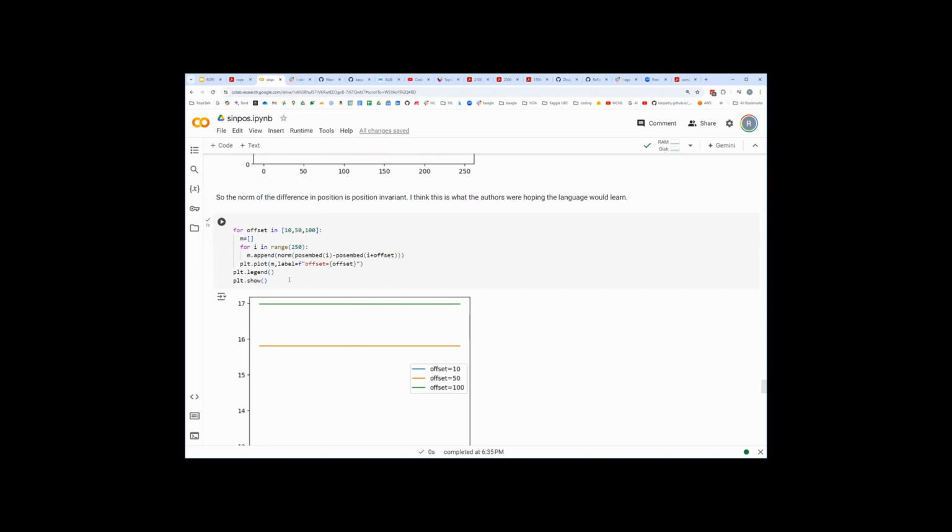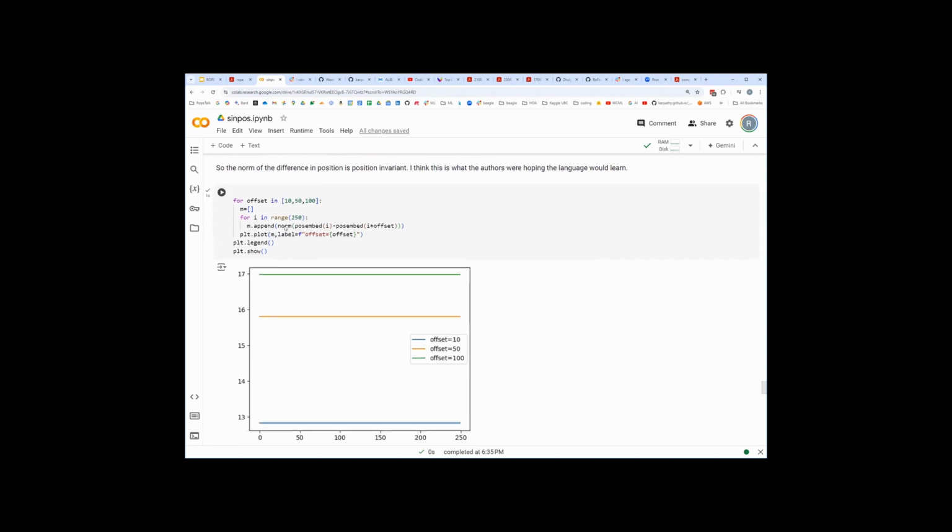So the next thing I explored is, if I have an offset, so I've got two position embeddings, and I take the norm of those two. So this would be the equivalent of, like, 10 positions away. What's the norm of the difference between those two positions? And it came out to be a number, and the number was very constant through time, and it was independent of the offset.